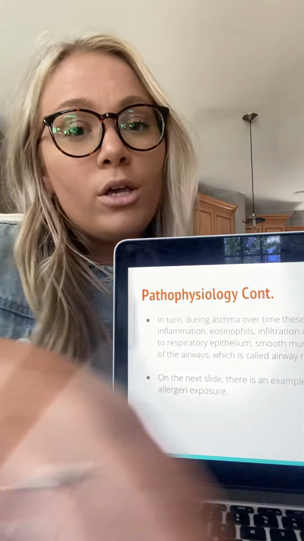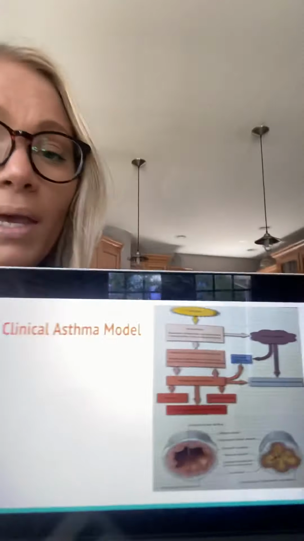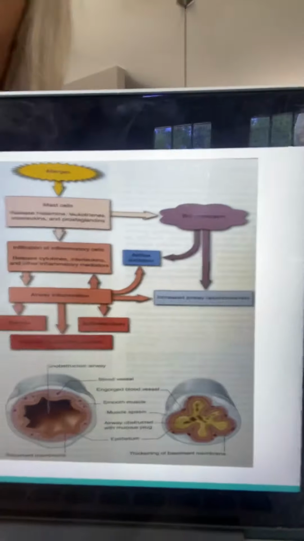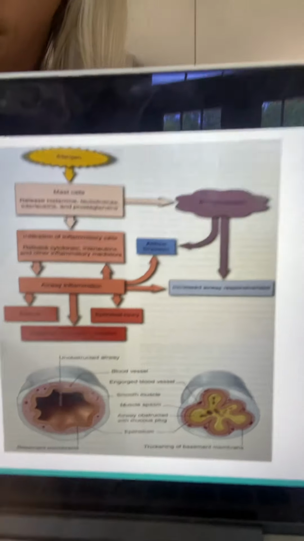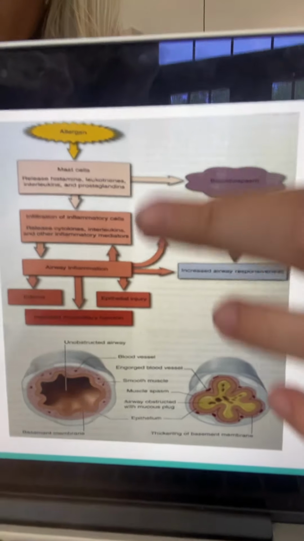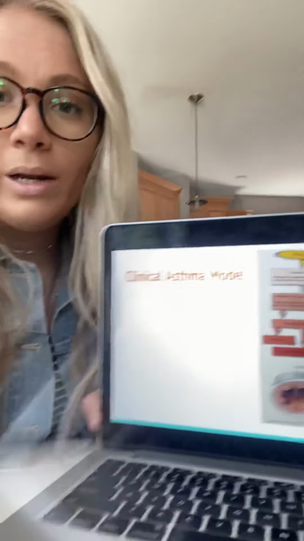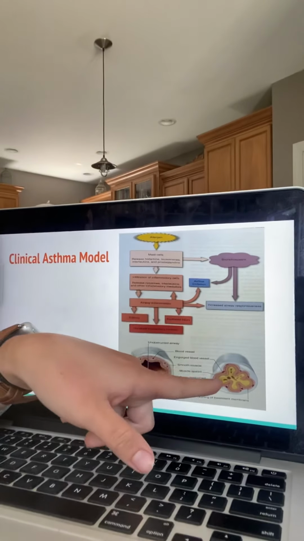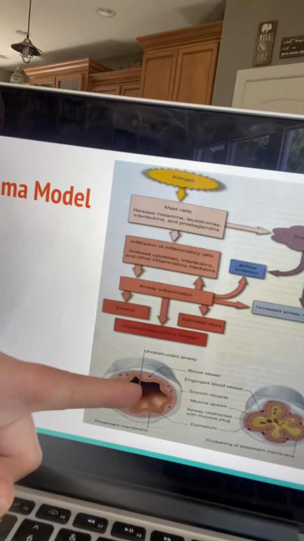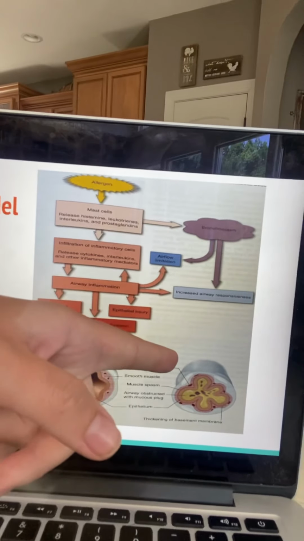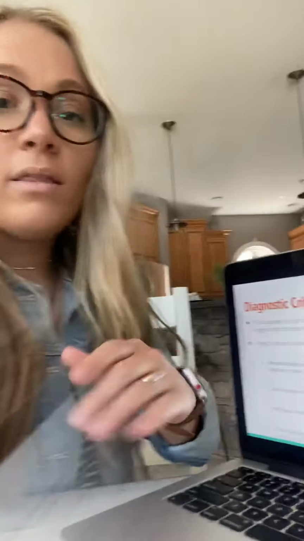The next slide I want to show you is a picture of a clinical model of asthma. Up here it shows the allergen exposure, and then it develops lower to show the steps of what happens, which is basically what I just talked about. It also shows the unobstructed airway and the obstructed airway, so you can definitely see the big difference between the two, how open this one is and how constricted this one is. Next, we're going to talk about the diagnostic criteria associated with asthma.